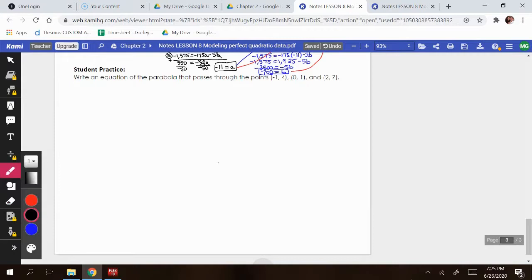Okay, the last one says write an equation of the parabola that passes through the points negative 1, 4, 0, 1, and 2, 7. Again, I'm only given 3 points. I am not given the vertex and I am not given the x-intercepts, so I have to use a system in order to write the quadratic equation. So just like the last example, I'll set up an xy chart just to organize it the same. We have negative 1, 4, 0, 1, and 2, 7.